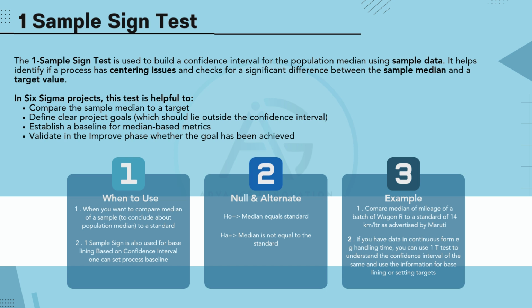In summary, use the one-sample sign test when you're dealing with non-normal data and you want to know whether your process median meets or differs from a set benchmark.